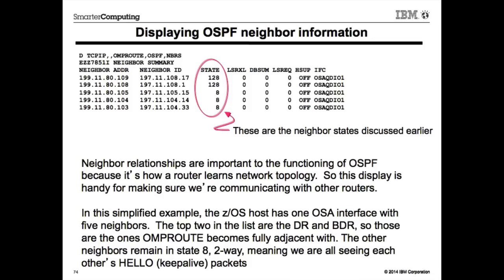So if you have topology problems, another place to look is the neighbor display. The neighbor display tells you who is there. If there's a router missing from here, then we don't know about him. We haven't received his hello packets, for example. Or if there's a router in here, you expect the state to be 128 but it's 8. That's also an indication of a problem.